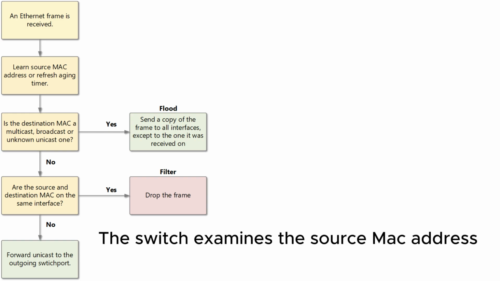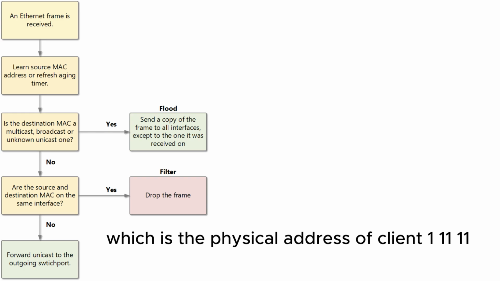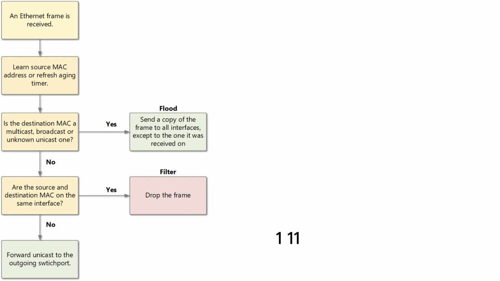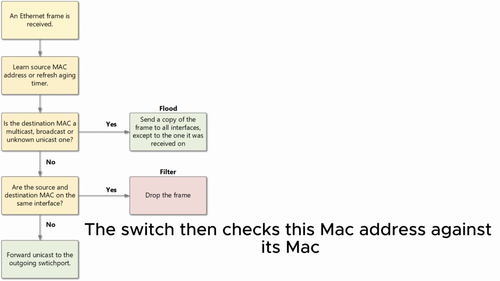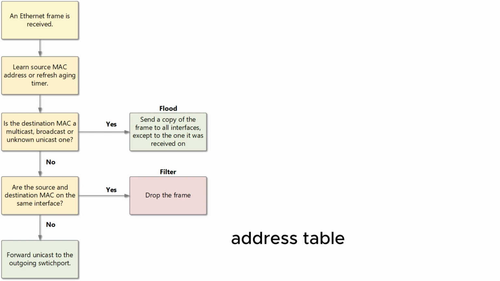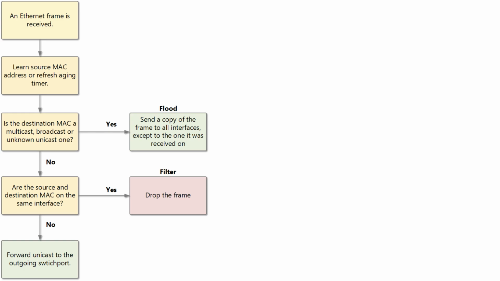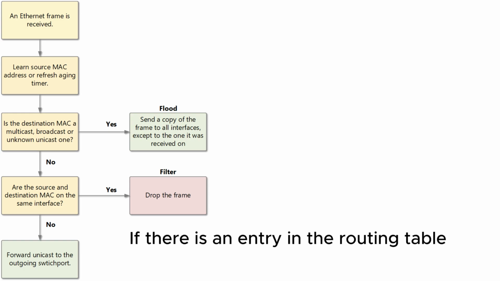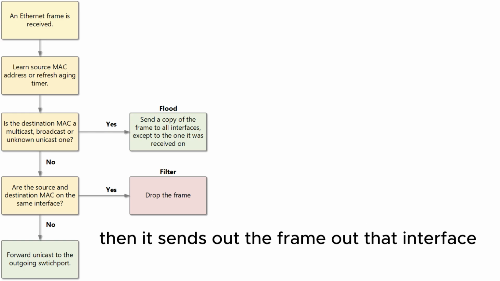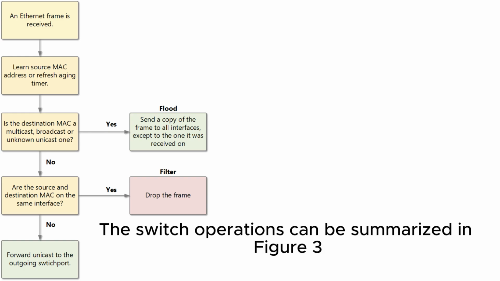The switch examines the source MAC address, which is the physical address of Client 1, 1111.1111.1111. The switch then checks this MAC address against its MAC address table. If it is not found in the table, the switch creates a new entry. Then the switch checks the destination MAC address. If there is an entry in the table for this address, then it sends the frame out that interface. The switch operations can be summarized in Figure 3.